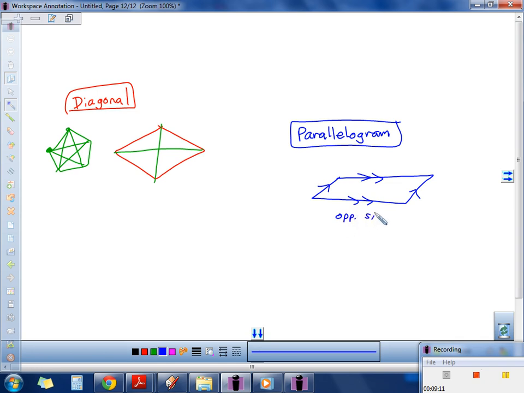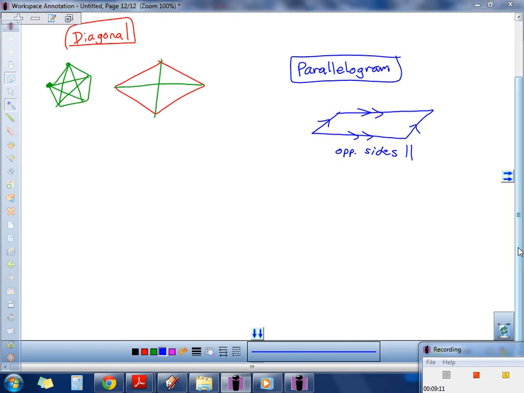Opposite sides are parallel. I'm just going to focus on the most specific, the best property you could give for that shape. Obviously, there are a lot of others. Opposite angles are congruent, opposite sides are congruent, diagonals bisect each other. There's a lot more I could say, but I'm going to focus on the number one properties.